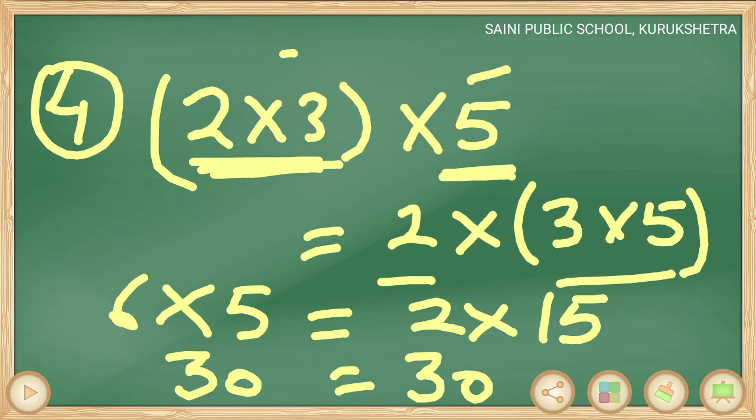If I am grouping 2 into 3, then the result is multiplied by 5, or I am grouping 3 into 5, then the product is multiplied by 2, the answer is the same. It doesn't change their product.